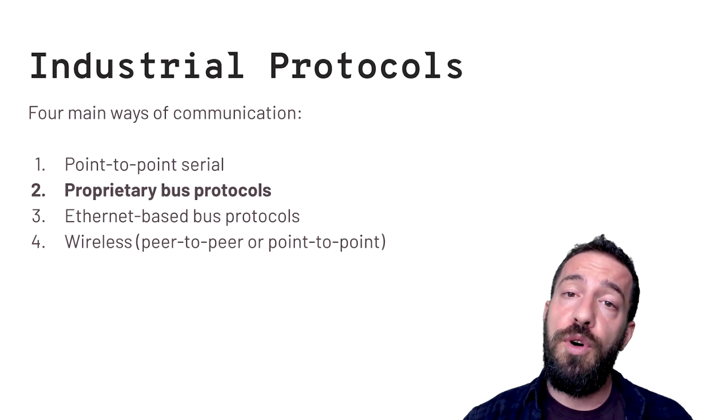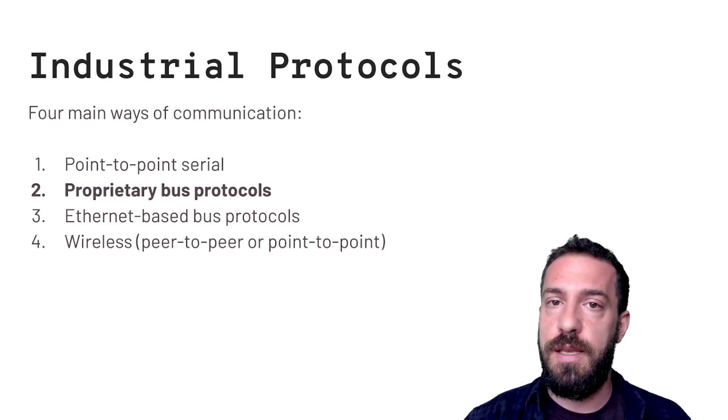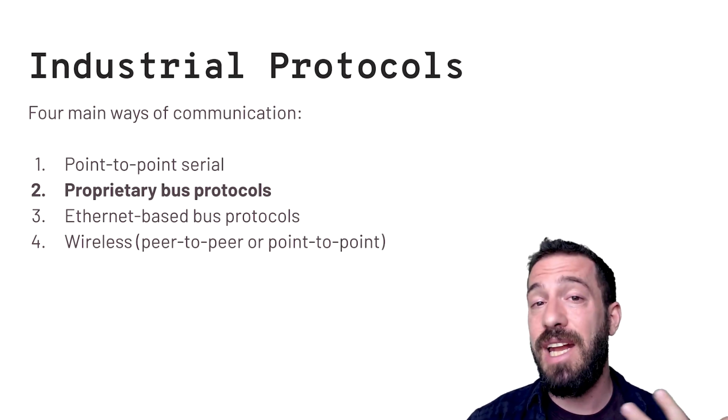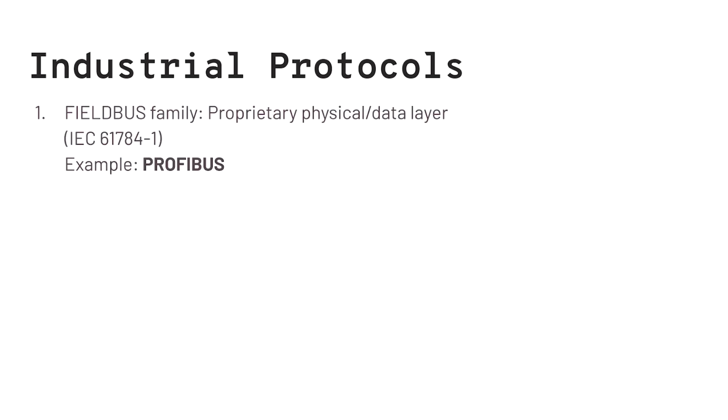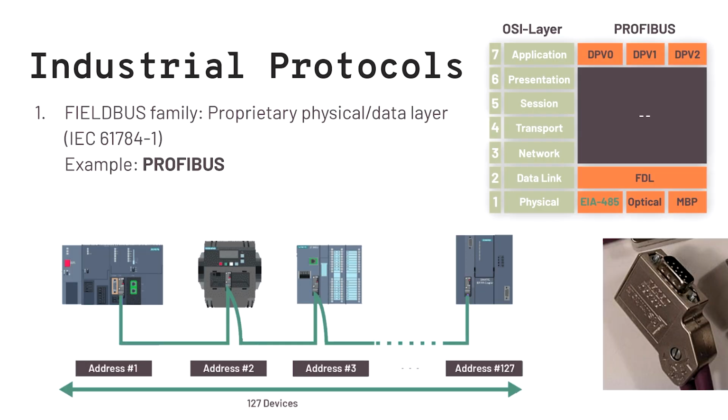If you want to talk to more than one device, then this point-to-point is not enough. You have to have some kind of bus protocol that allows you to talk to multiple devices at once. In these protocols, one side can be proprietary, as we see on this slide. Proprietary means that, for example, the fieldbus family present here is also standardized as 61784-1. In this, the physical data layer is proprietary.